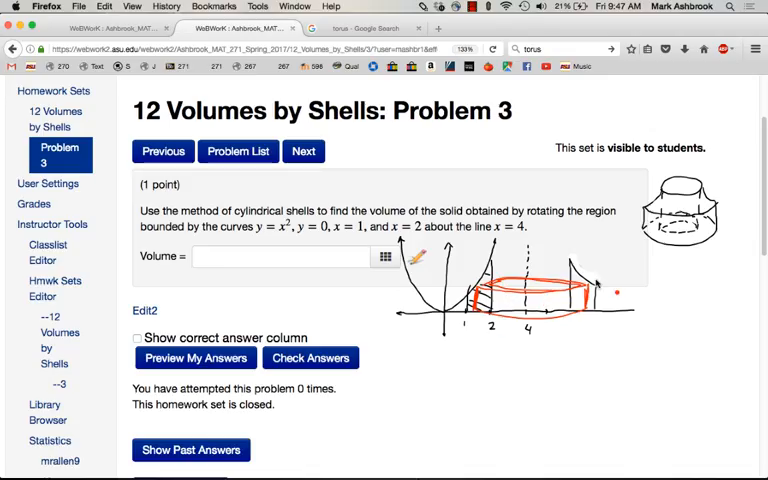Okay, so the volume of a typical shell would be 2 pi r, right? This distance around times the height. And now it'll be delta x or delta y for this one? Delta x or delta y? Delta x. So that means we need the radius in terms of x and the height in terms of x. Okay? So what is the radius?